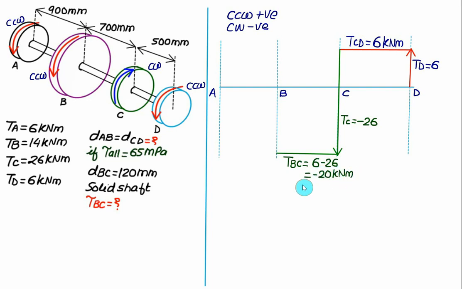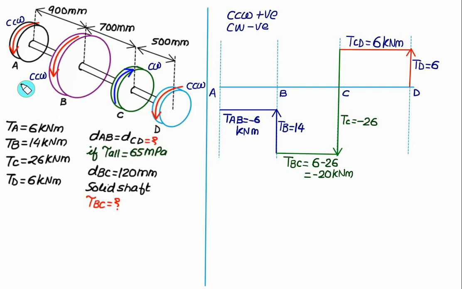Only for angle of twist do you have to take the positive and negative value. For shear stress you always have to take the absolute value. At gear B we have a counterclockwise torque which is equal to 14. This value is minus 20. Minus 20 plus 14 will be minus 6, meaning we are below the zero level. That value remains constant from A to B. So the torque in the shaft AB will be equal to minus 6 kilonewton meter.